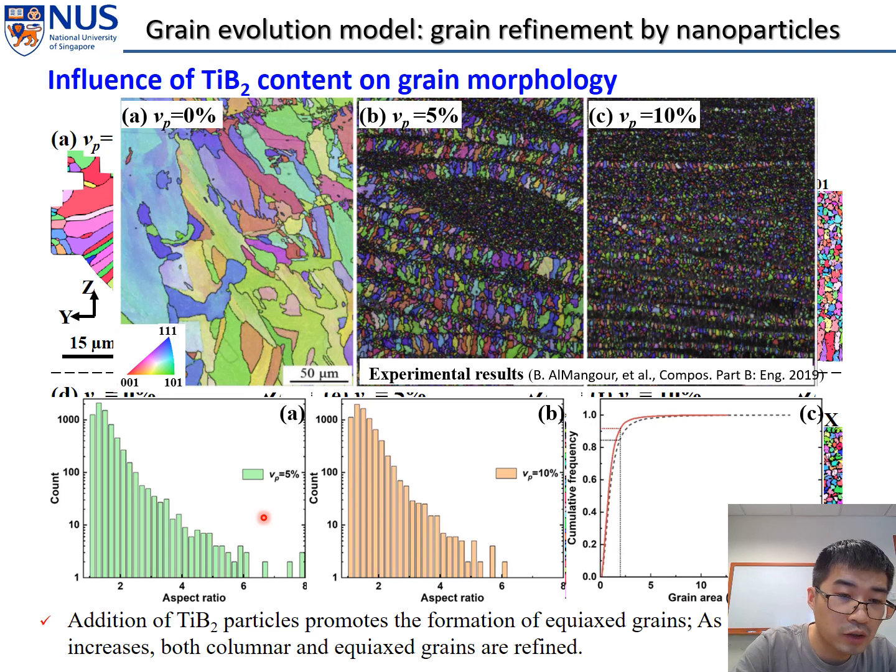And we do more statistical analysis here. You can see the aspect ratio at different particle content. You see actually the aspect ratio becomes smaller or closer to 1 with the increase of the particle content. That's because of the greater grain refinement due to the nanoparticles.